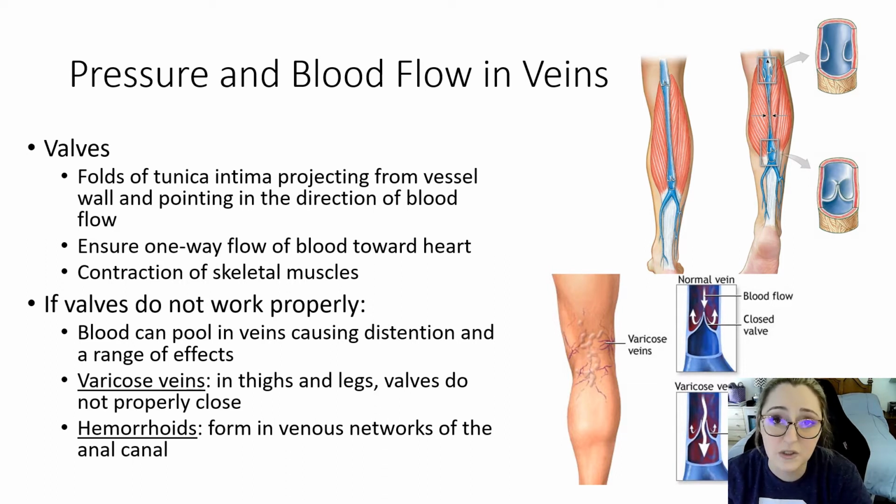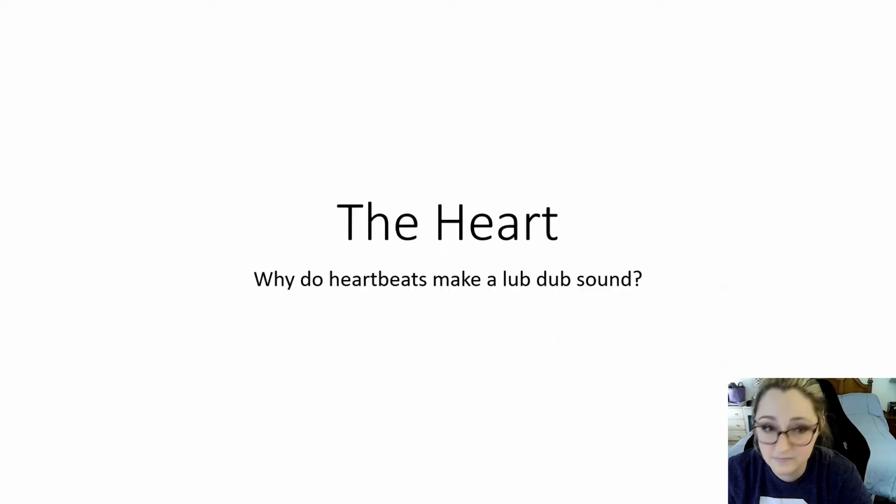Hemorrhoids are also an example of when your valves don't work properly. They form in venous networks of the anal canal. So these are kind of bulging veins, if you will, in the anal canal. They're pretty common in women who have given birth, as well as if you're bearing down a little bit hard during a bathroom trip. Potentially having some problems in that area can cause hemorrhoids. So that's kind of an overall view in general of the cardiovascular system.